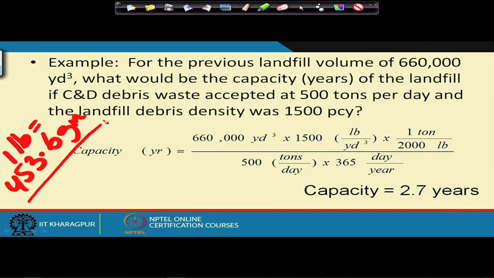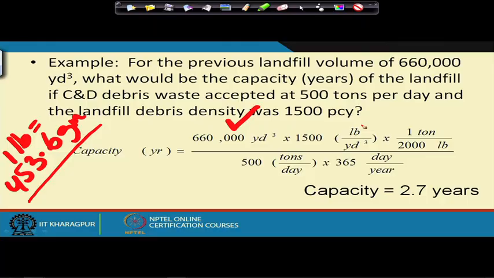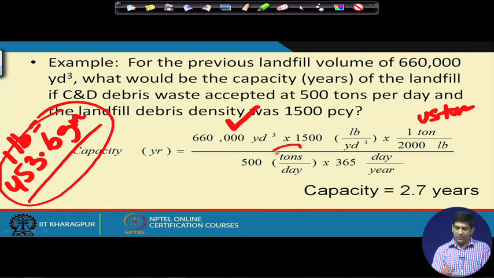So here we had 660,000 yard cube. That's the volume of the landfill that we had. 1500 pounds per yard cube, that's the density. And then 1 ton is 2000 pounds. This ton is a US ton. So the US ton is actually smaller, because 2000 pounds will be close to 900 kg, not 1000 kg, based on our conversion rate here. So the US ton is a smaller ton. So 1 ton is 2000 pounds, based on the US ton. So you have 500 tons per day, and then 365 days in a year. So if you do this math, you get the capacity as 2.7 years.